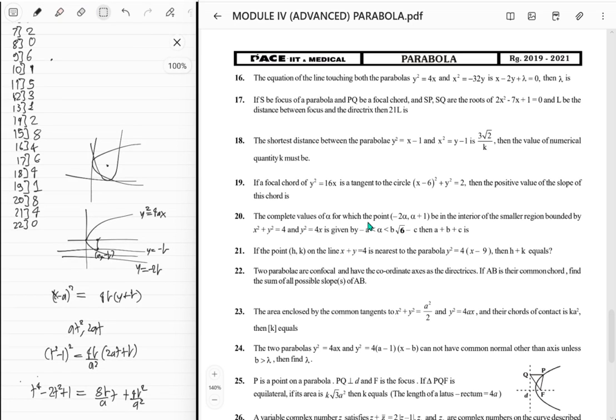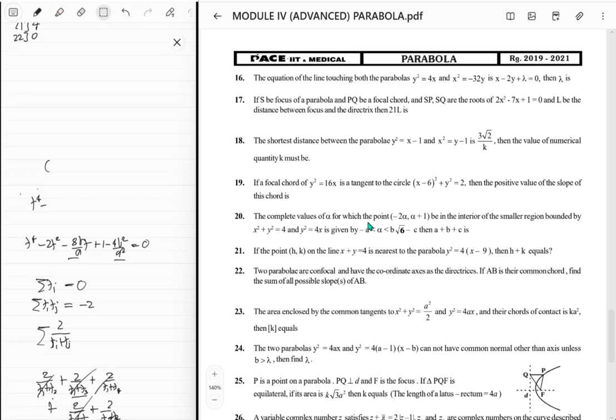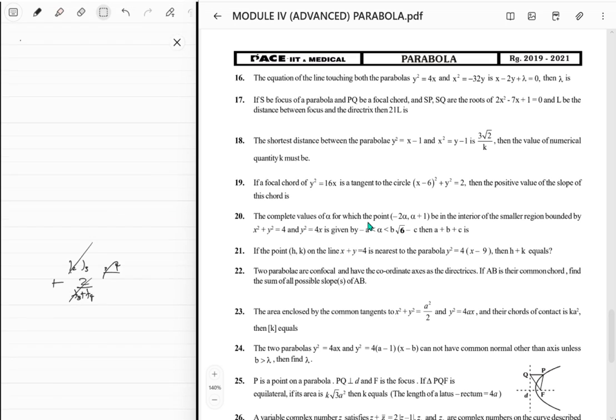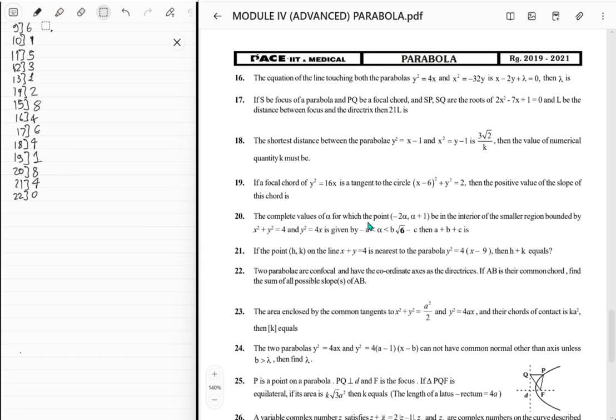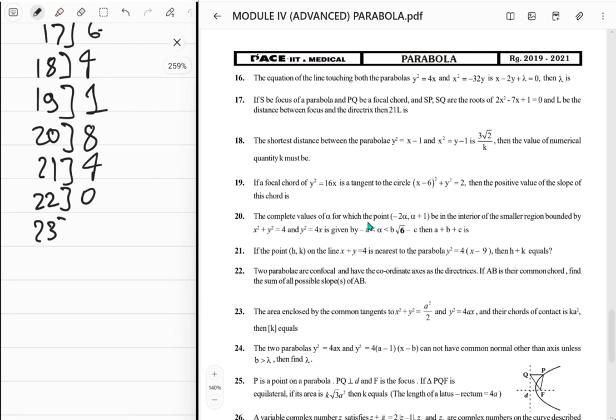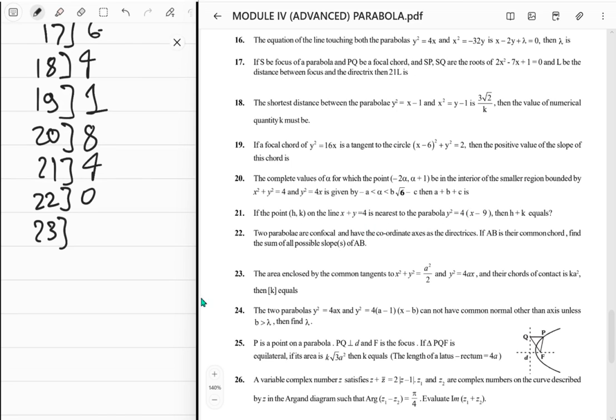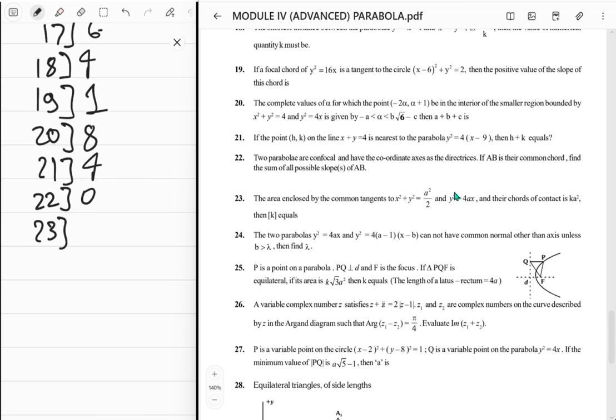Next, 23. The area enclosed by the common tangents to this thing and this thing, and the chords of contact is k squared and mod of k. What's, no, it's like the greatest integer function of k, I think. Okay. Area enclosed by common tangents to this thing, circle, and this thing.